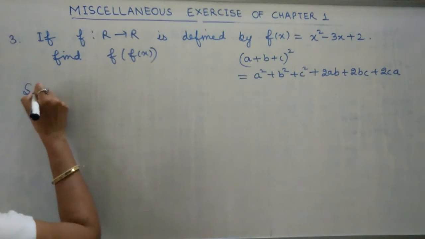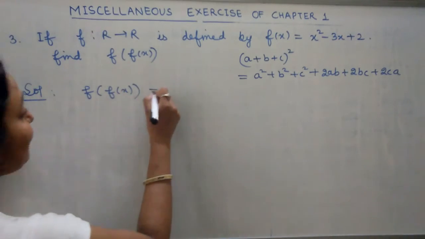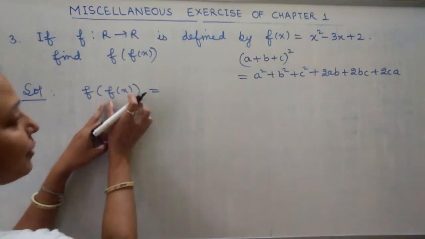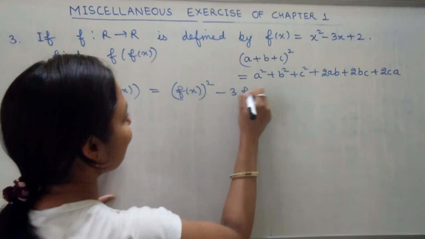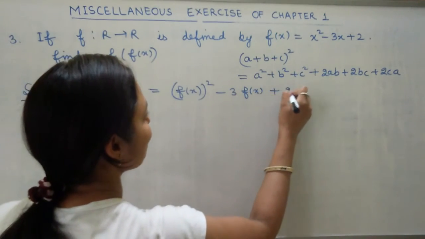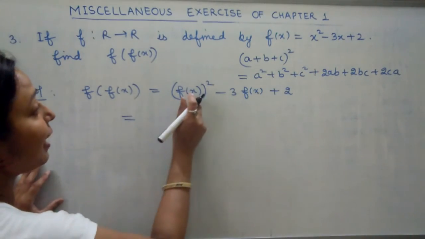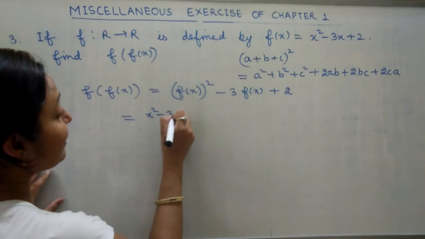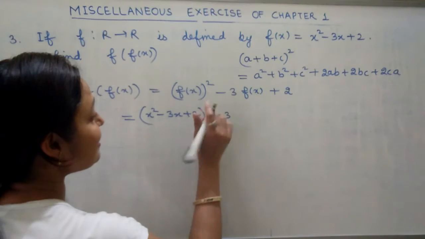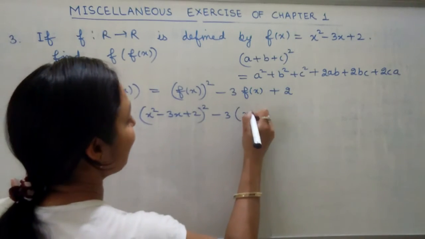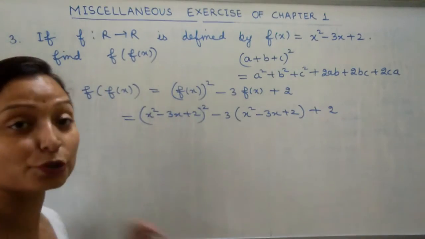So I will start the solution with f of f of x. That means in place of x, we have to substitute f(x). That gives f(x) whole square minus 3f(x) plus 2. Now I will substitute the value here. f(x) has the value x square minus 3x plus 2, so (x square minus 3x plus 2) whole square minus 3 times (x square minus 3x plus 2) plus 2.